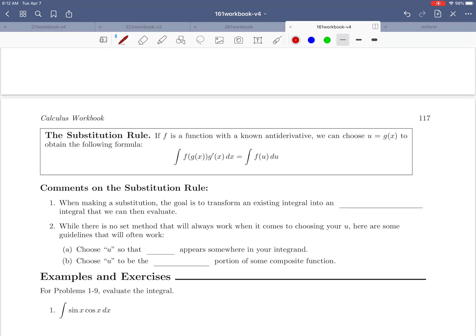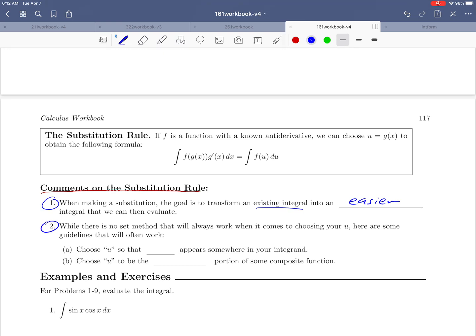At the top of page 117, there are some general comments about the substitution rule. This is meant to give us some advice as to how to choose a u. For number 1, when making a substitution, this is more of a general comment about the overall strategy, why the substitution rule works the way it does. Remember that the goal is to transform an existing integral into an easier integral. You saw that in both of the examples that we did.